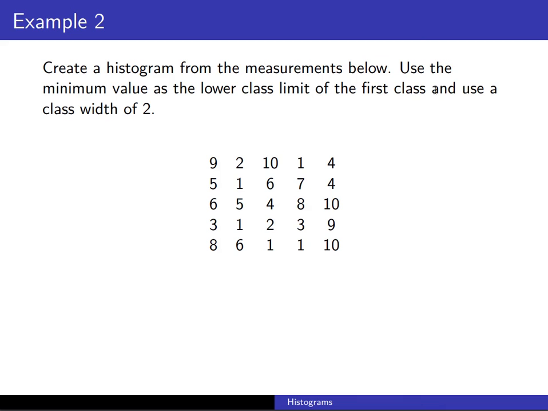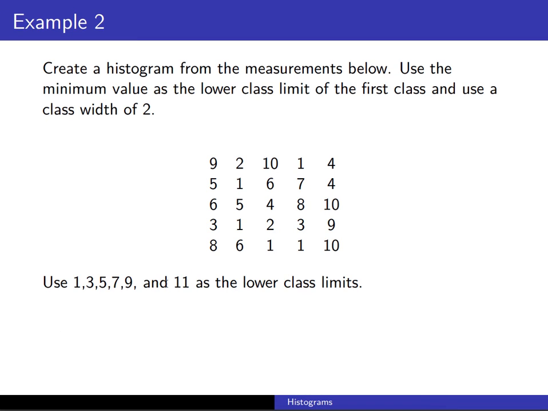All right, example 2, create a histogram from the measurements below. Use a minimum value as the lower class limit of the first class, and then use a class width of 2. So the minimum value in this data set is 1. So we'll start with 1, and then if our class width is 2, we'll have a 1 for our first rectangle on the left, and then adding 2 to that will give us 3, then 5, then 7, then 9, then 11 as our lower class limits.